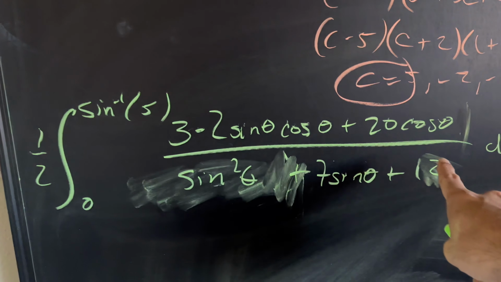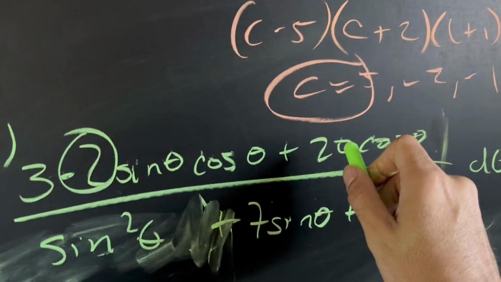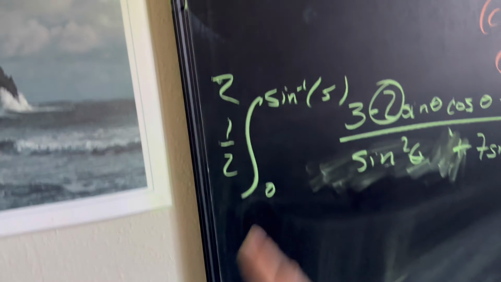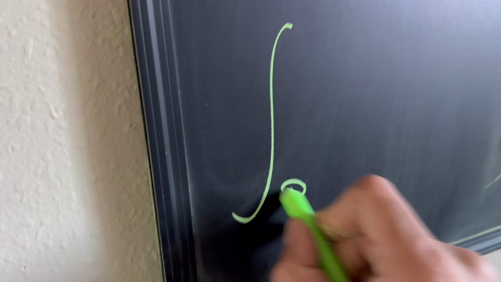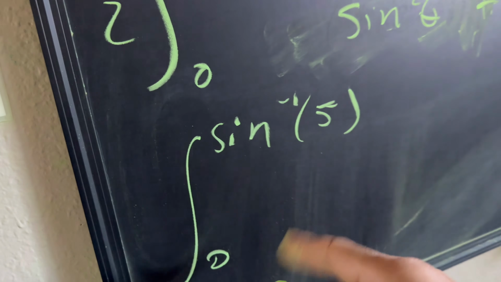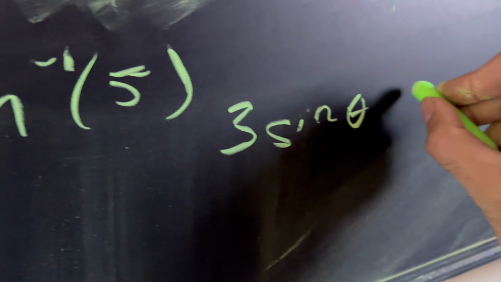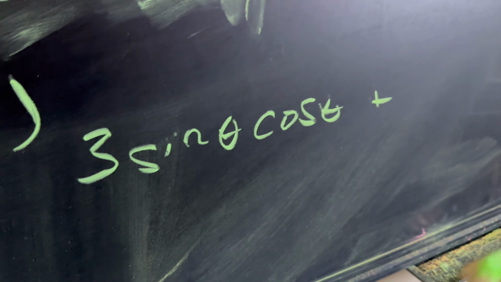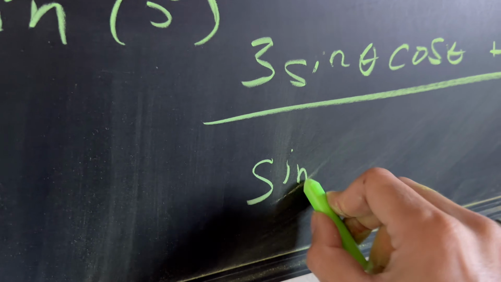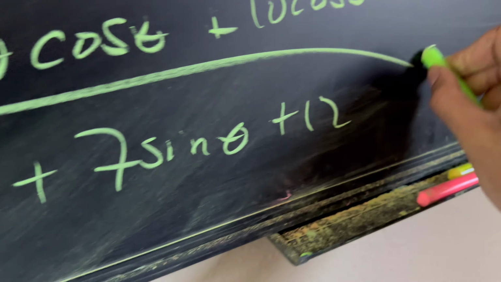How about on the top, it looks like I can factor out a 2. Because there's a 2 here, and if I factor out a 2, this will become a 10. So that means that the 2 can come outside. The 2 times 1/2 goes away. So now we just have the integral from 0 to arc sine of 5, which, by the way, I understand that's very controversial, but we're just going to assume that it exists. This is 3 sine theta cosine theta plus, and let's do 10 cosine theta, all over sine squared theta plus 7 sine theta plus 12 d theta.